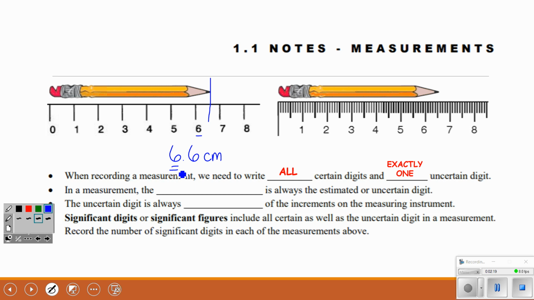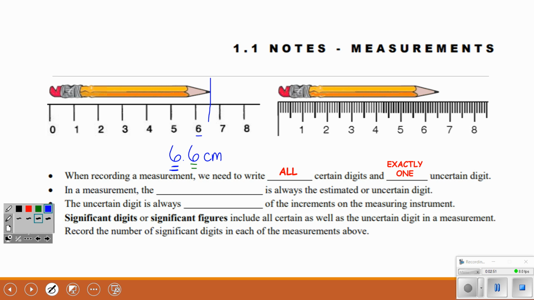The next one, the 0.6, for us is estimated because we see that it maybe falls somewhere in between 6 and 7 and maybe a little bit to the side of the 0.5. If somebody else reads that, they could read it as 6.7. So when we're recording a measurement, we need to record all the certain digits, for this one that's the 6, and exactly one uncertain digit, for this one that's the 6.